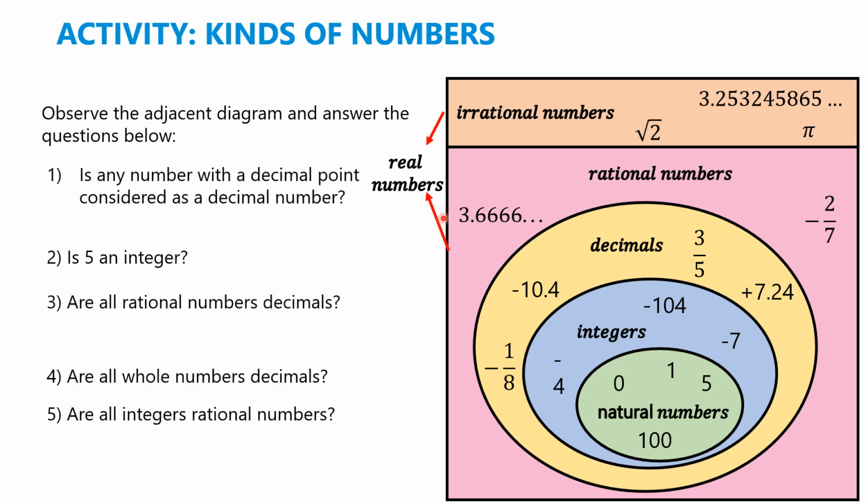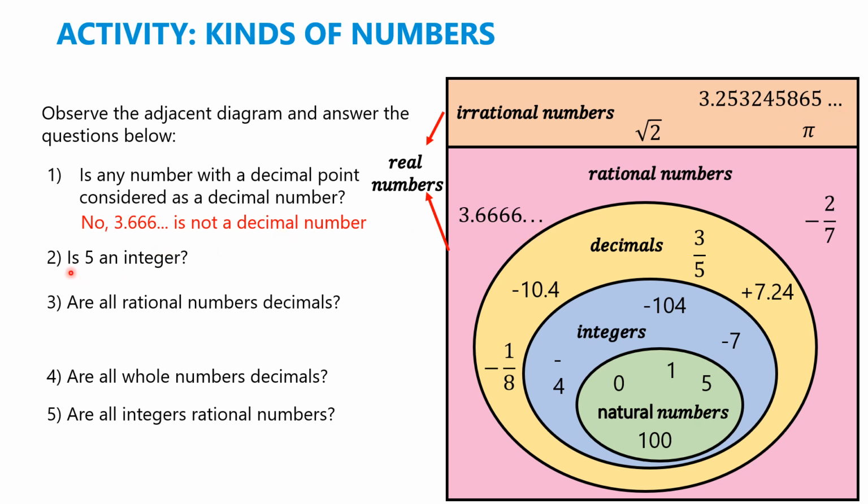Now let's answer these questions. 1. Is any number with a decimal point considered a decimal number? Here, numbers with a decimal point. Are these numbers decimal numbers? Of course not. Why? Because the decimal number should be limited. Here we have 3 points.